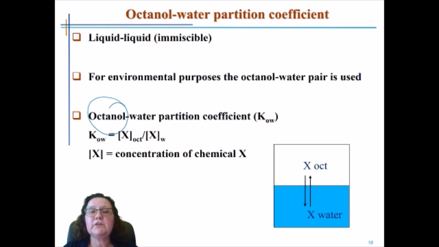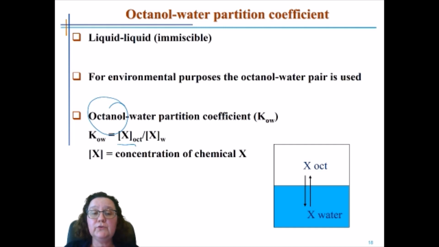So an octanol water partition coefficient tells you how easy or difficult it is for the chemical you're looking at to dissolve in the fatty tissues of, let's say, an aquatic animal. If you have that chemical in water, how easy will it be for that chemical to leave the water and enter your fish, your aquatic species, into the fatty tissues? It is defined as the concentration of the chemical in octanol divided by the concentration of the chemical in water.